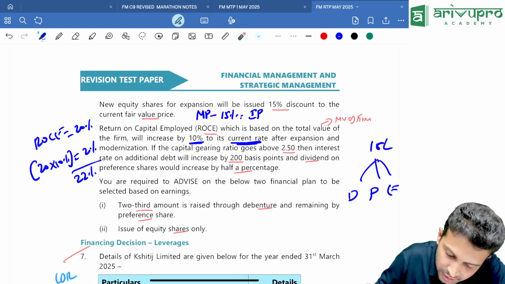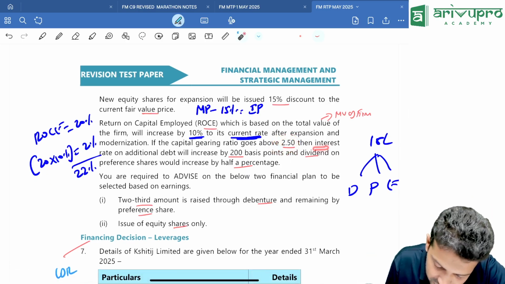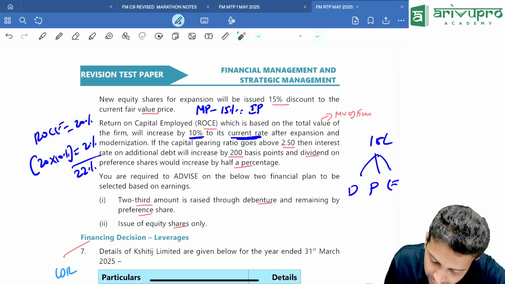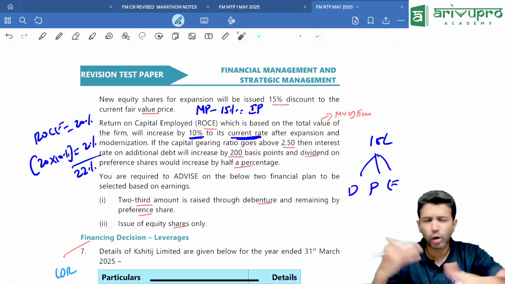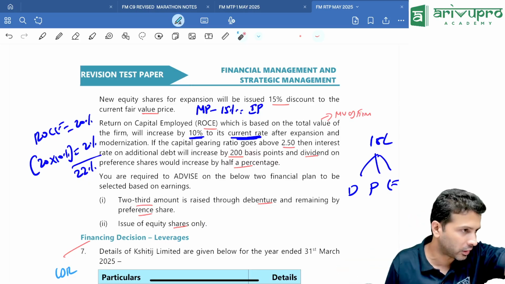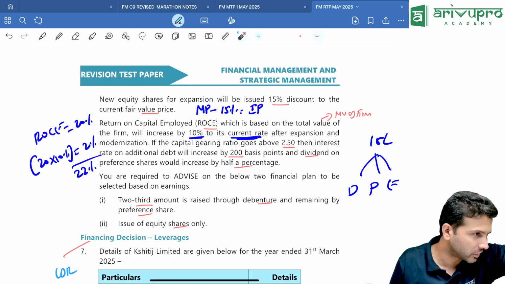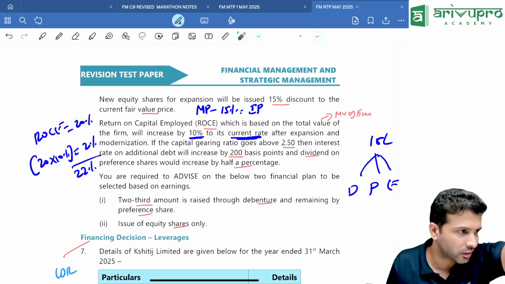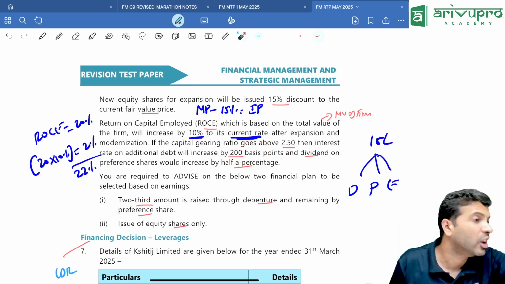Now they are saying if this capital gearing ratio goes beyond 2.5, the interest rate on the new or additional debt will increase by 200 basis points. This is your government terminology. When they say basis point, 100 basis points is 1%. Instead of saying 1%, they will say 100 basis points. So 100 basis points is 1%, which means 200 basis points will be 2%.